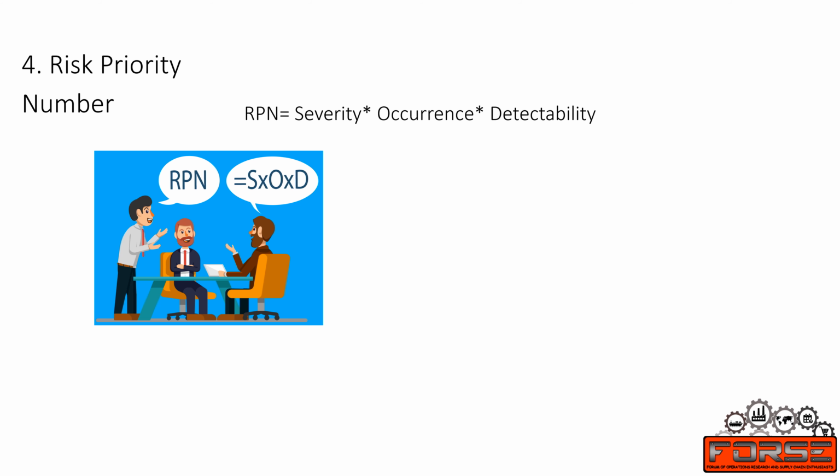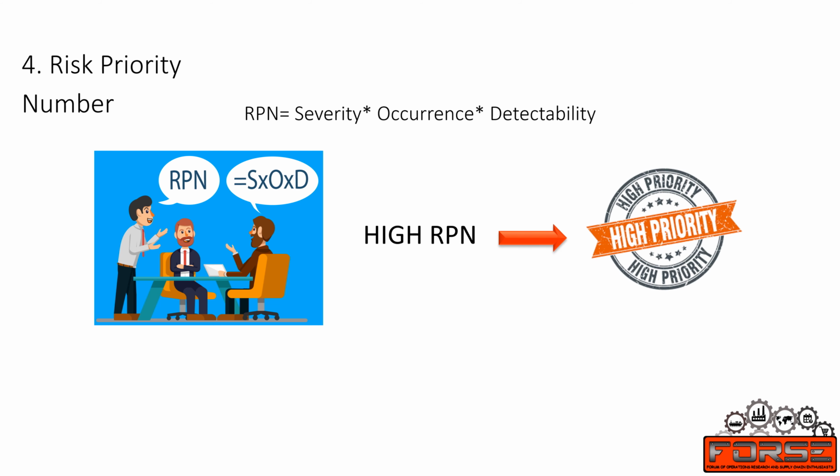Risk priority number or RPN is the mathematical product of numerical severity, occurrence and detectability ratings. RPN is used to prioritize failure modes that need attention first. Higher the RPN number, more is the priority.